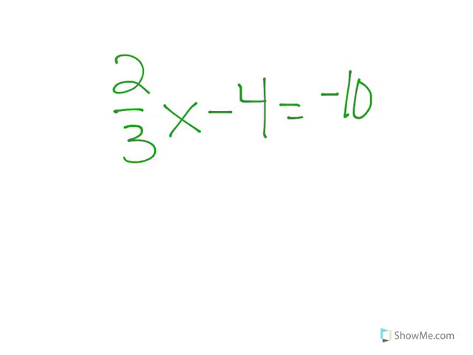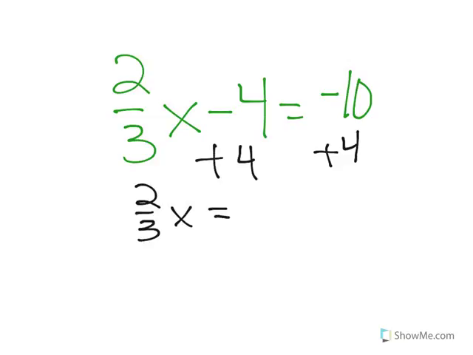Alright, here's our last example. Again, we have something that is added or subtracted, so we need to get rid of that first. So I'm going to add 4 to both sides. When I add 4 to both sides, I'm left with 2/3 x equals -10 plus 4 is -6.